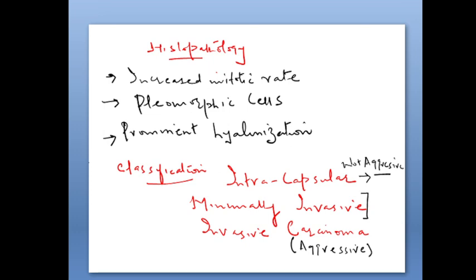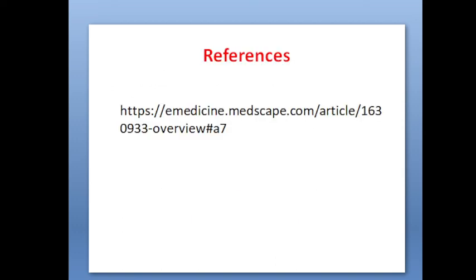The histopathology is similar to that of pleomorphic adenoma, but there is increased mitotic rate of cells. There can be a large number of pleomorphic cells, and the hyalinization is prominent. They are classified as intracapsular carcinoma ex pleomorphic adenoma, minimally invasive carcinoma ex pleomorphic adenoma, and invasive carcinoma. The only thing we have to remember is that invasive carcinoma ex pleomorphic adenomas are more aggressive, so we should remove them as early as possible.